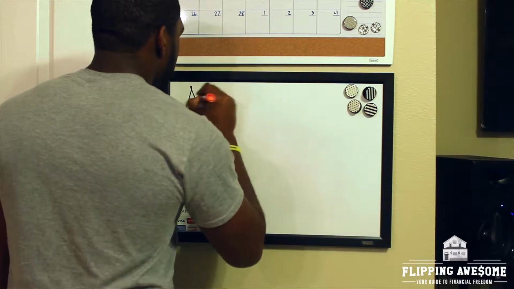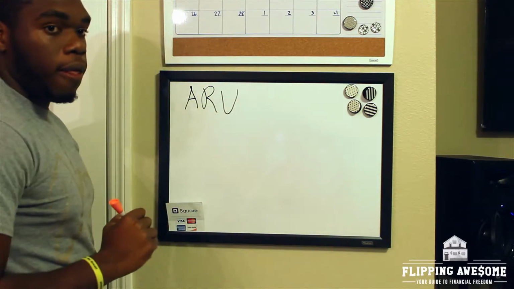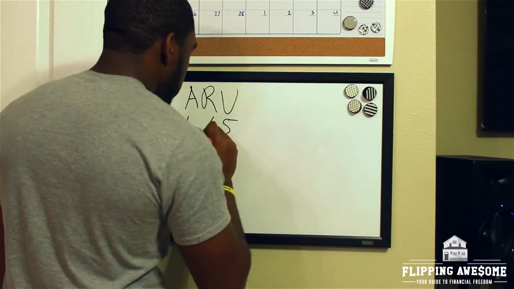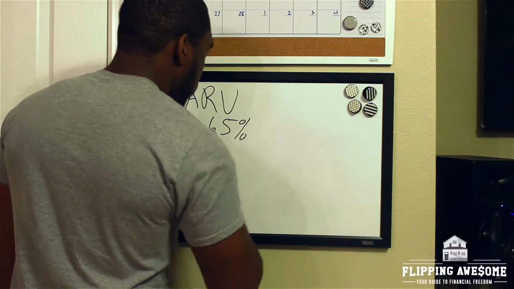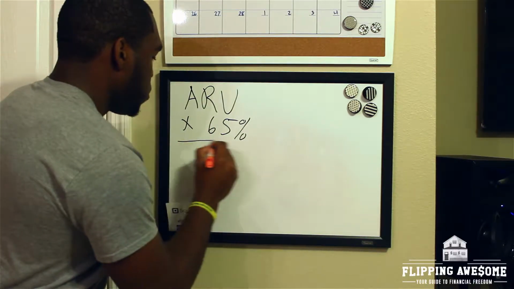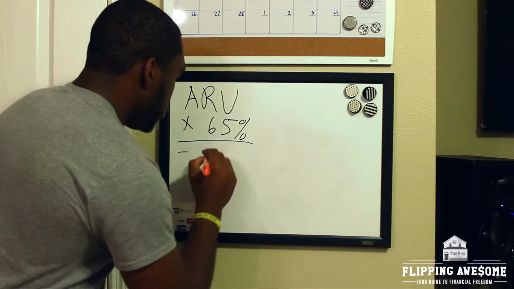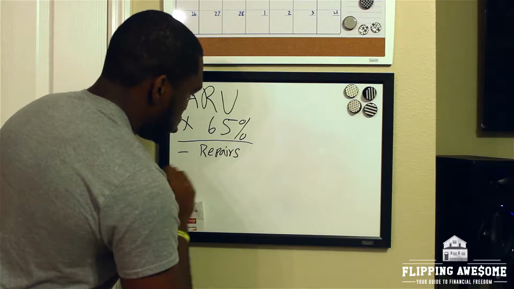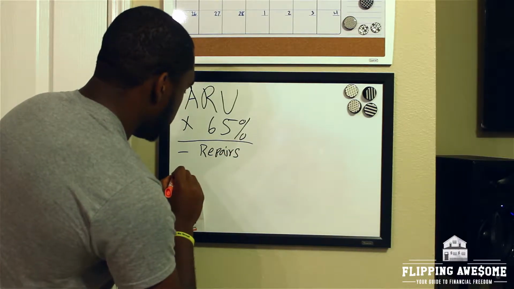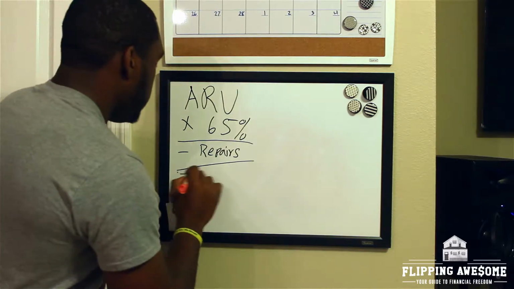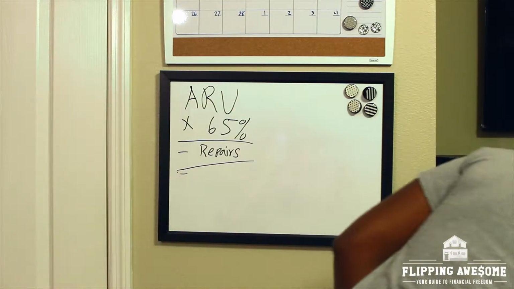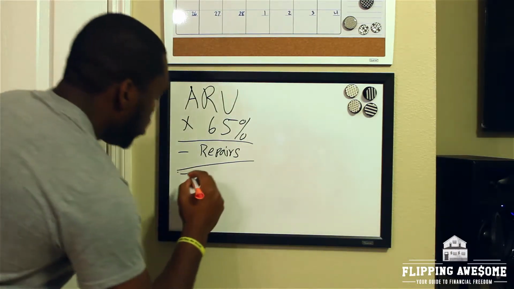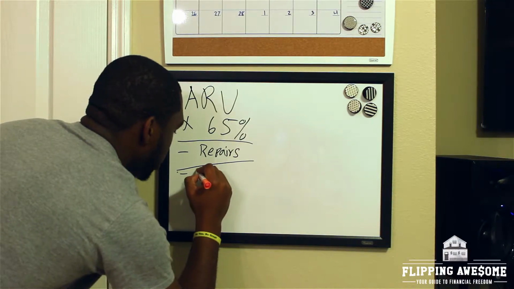Your mayo is ARV. Okay, your ARV multiplied by 65% or 0.65. Okay, minus repair cost, repairs, all right, minus repairs, minus, take this down here, and if you're a wholesaler, okay, if you're wholesaling, it's repairs minus your assignment fee.